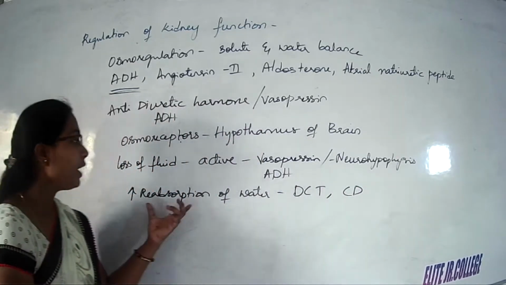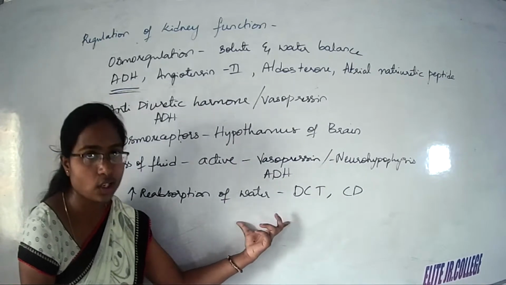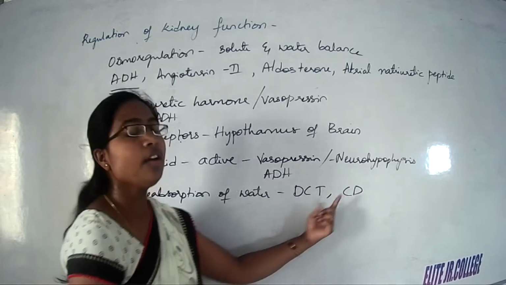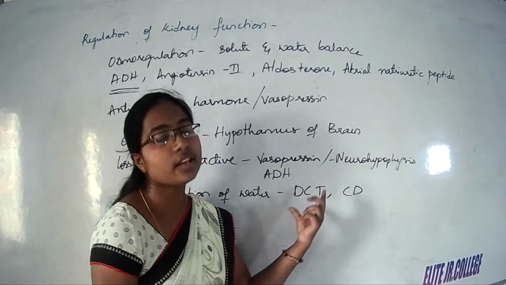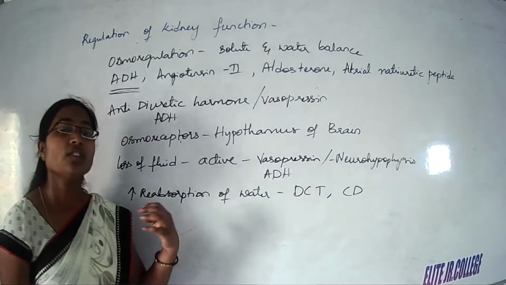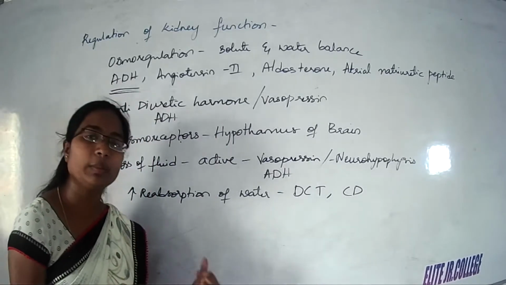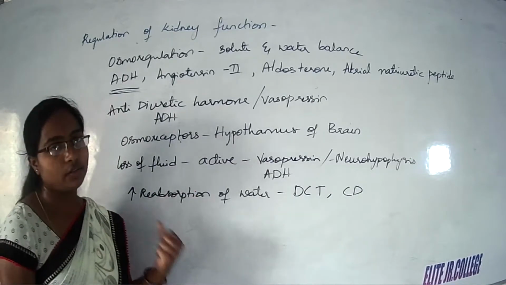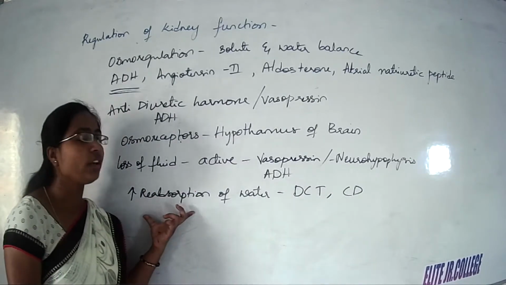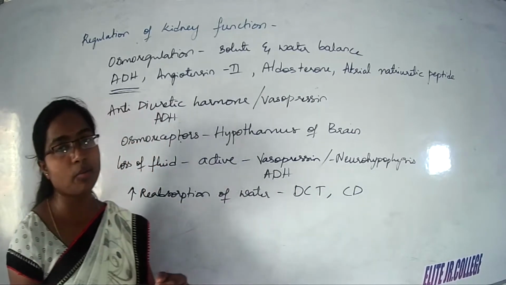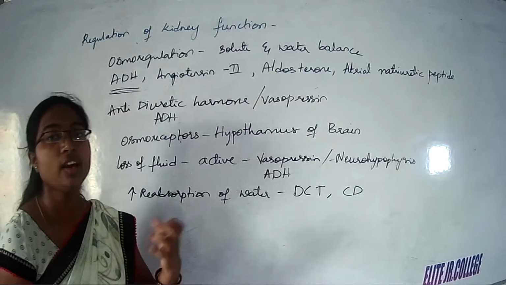It is going to cause increase in the reabsorption of water from the distal convoluted tubule and the collecting ducts. Whenever there is increase in the reabsorption of water, the loss of water from the body is going to be reduced. So here, water is reabsorbed from the distal convoluted tubule and collecting ducts. The loss of water from the body in the form of urine is going to be reduced.